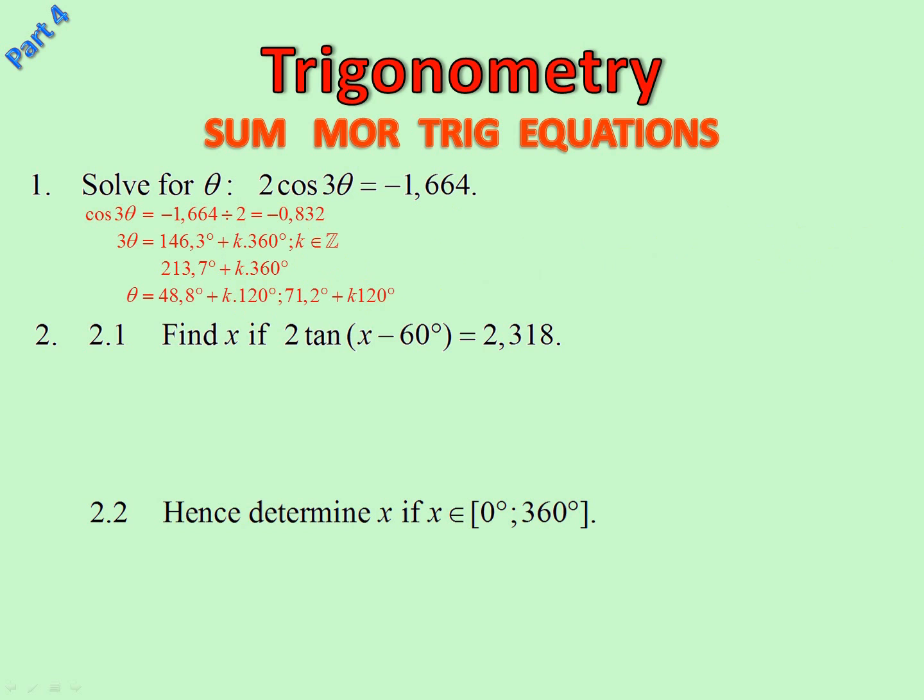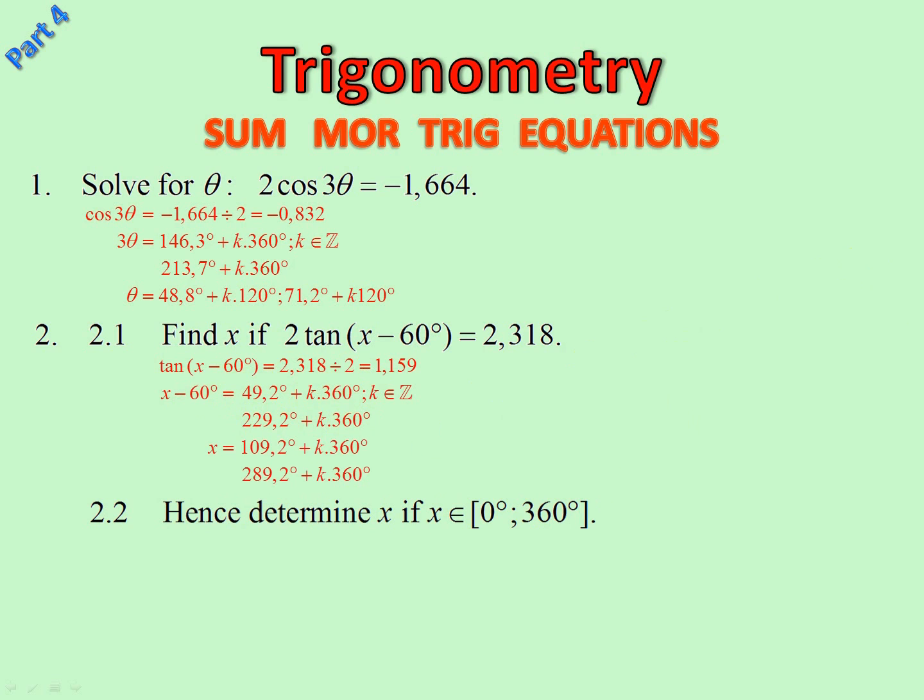Solve for x if 2 tan of x minus 60 equals 2,318. Well, we need to get rid of the 2 first. So we end up with tan of x minus 60 equals that. Now we have to do the general solution for x minus 60 because tan won't let it go. Only way, eliminate the tan. First and third quadrants, where tan is positive. Key angle 49,2, so there we are. Now we can add 60 to that side, but remember the 60 will add to those, the like terms. You cannot add it to those.